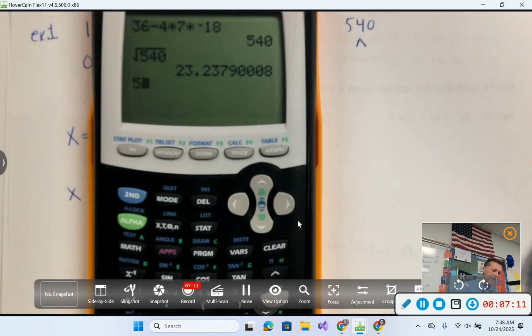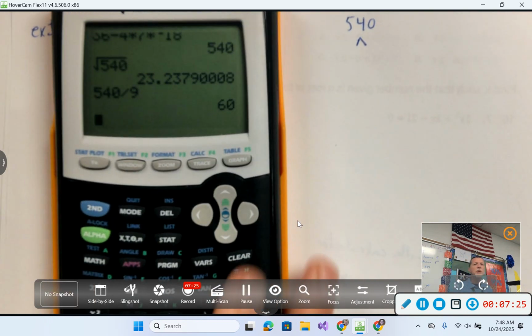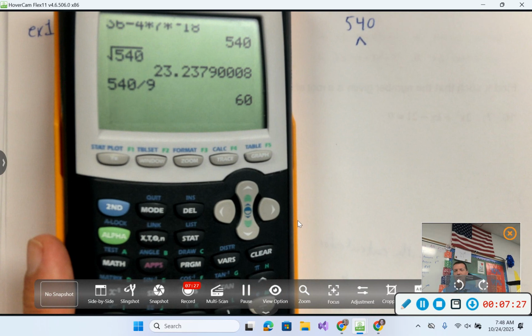Well, I have a calculator, so what do you think 540 is divisible by? 9. It is divisible by 9. It's definitely divisible by 10. I want it to be divisible by perfect squares, though.